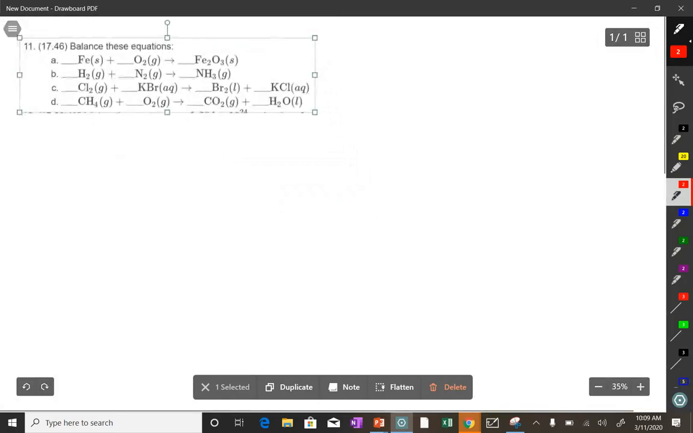Okay, so here's the problem. Balance this equation. We need the same number of each type of atom on each side of the equation.